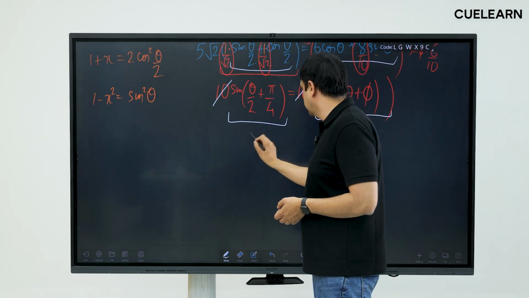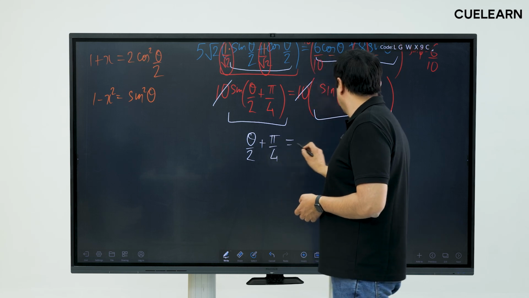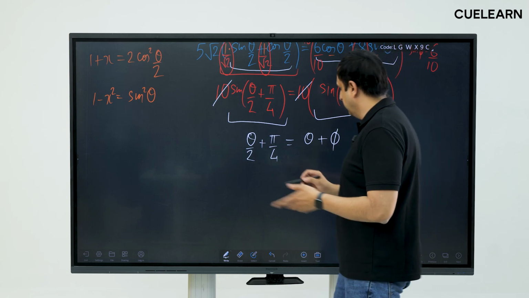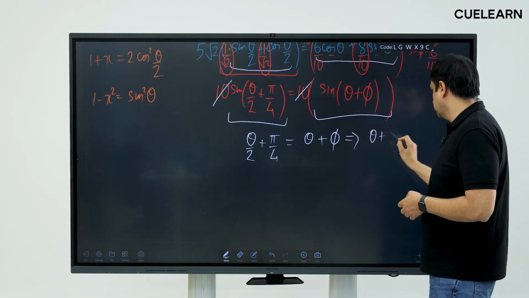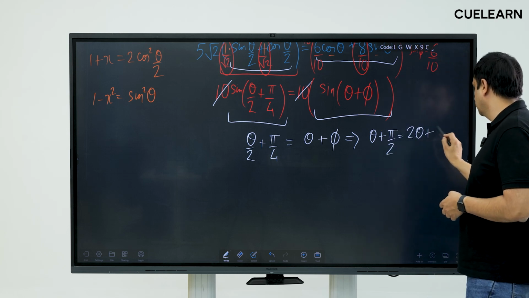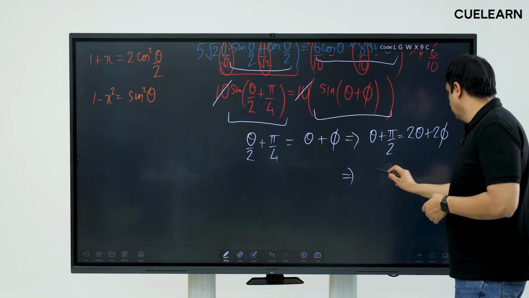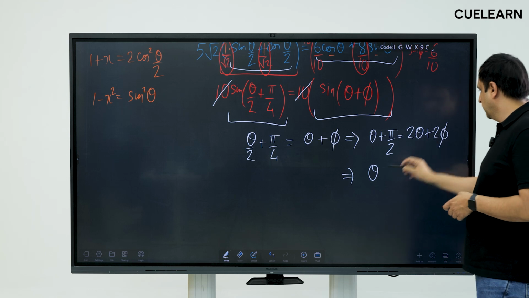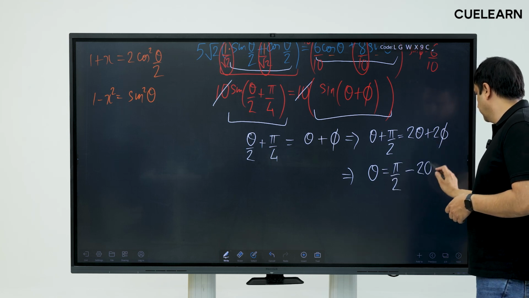So, this tells us that theta by 2 plus pi by 4 can be equal to theta plus phi. And if I now multiply by 2 on both sides, I get theta plus pi by 2 is equal to 2 theta plus 2 phi, or theta is equal to, so I take this theta here to the right side, so I get theta, and this will be equal to pi by 2 minus 2 phi.